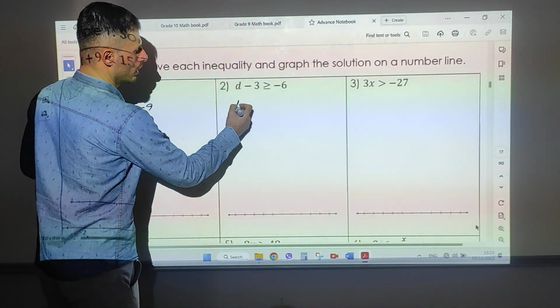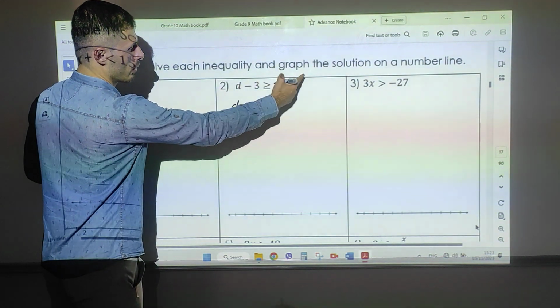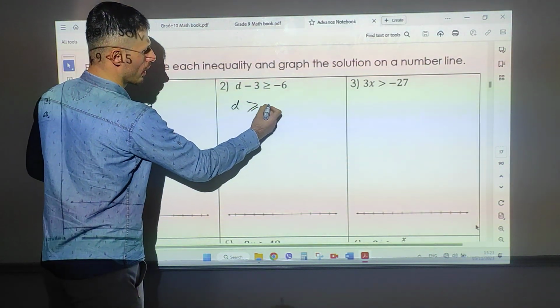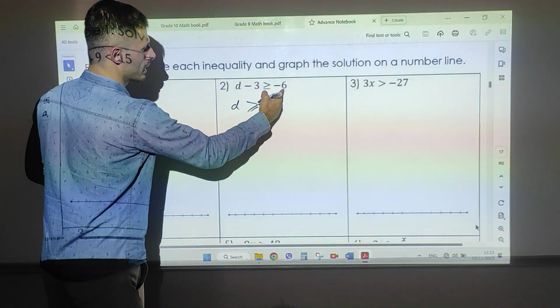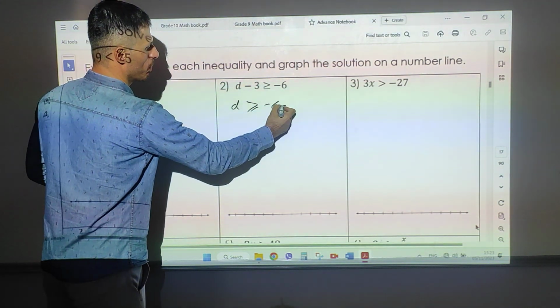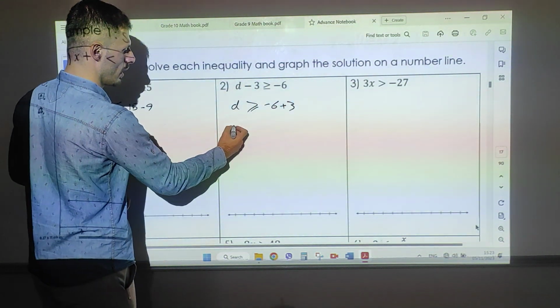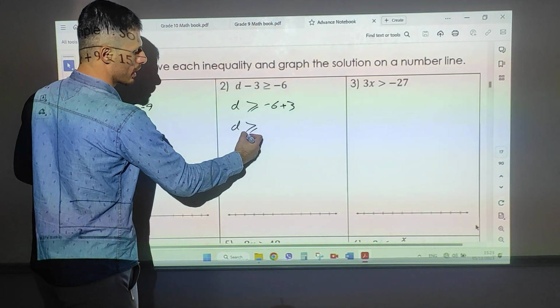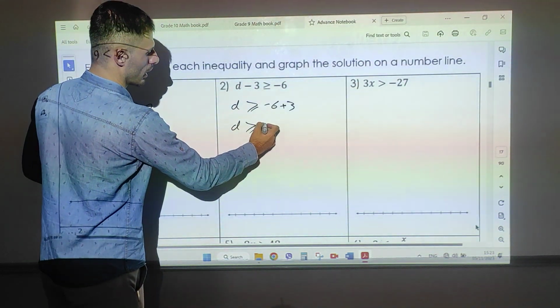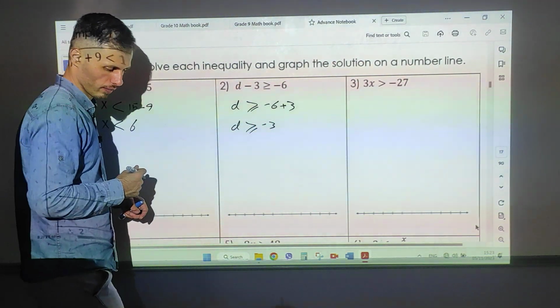Let's solve. For d, because it's minus 3, we move it to the other side, greater than negative 6 on its place. Same, we make it plus 3. It means d is greater than or equal to negative 3.